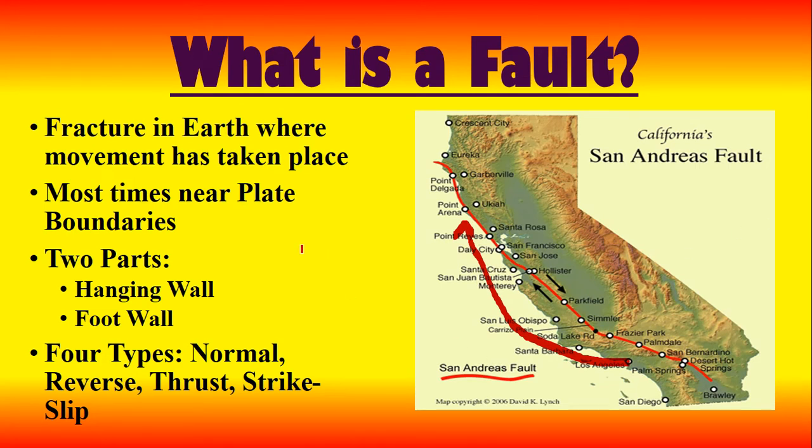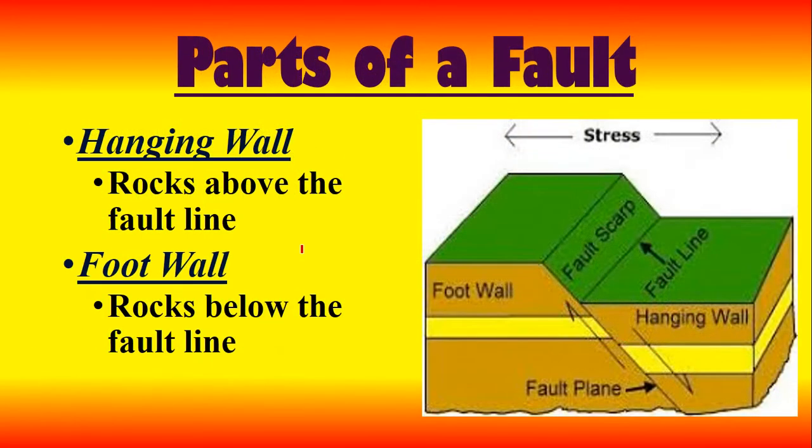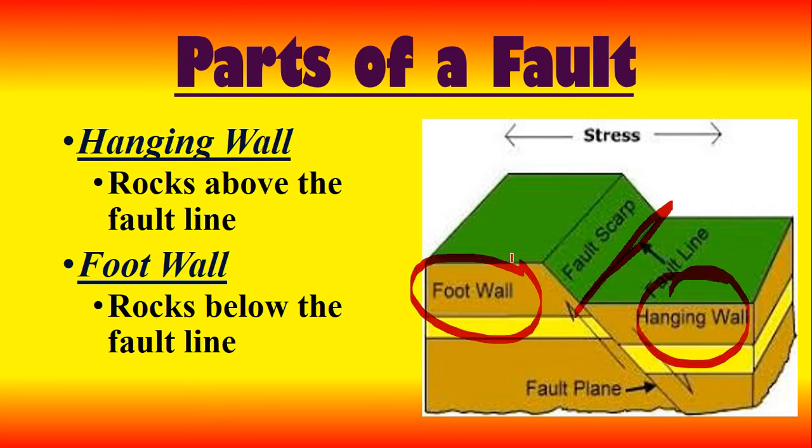Now, when you talk about faults, there's two parts, something called the hanging wall and the footwall, and there's four types of faults. So let's talk a little bit about the parts. You got the hanging wall. This is for rocks above the fault line. So here's the fault line. And here's the hanging wall, and the footwall is over here, and these are rocks below the fault line.